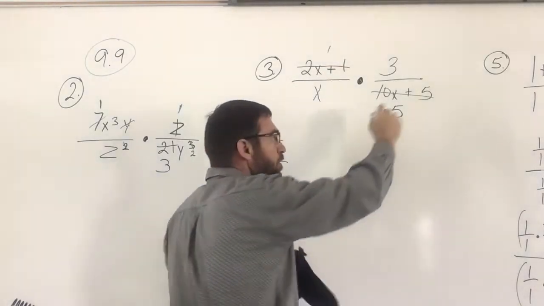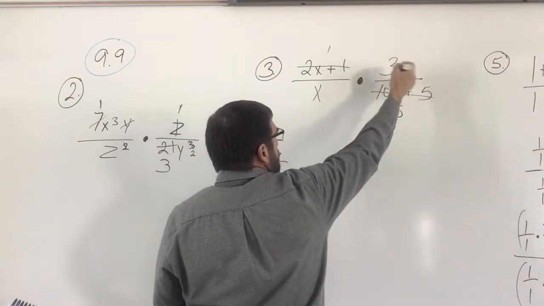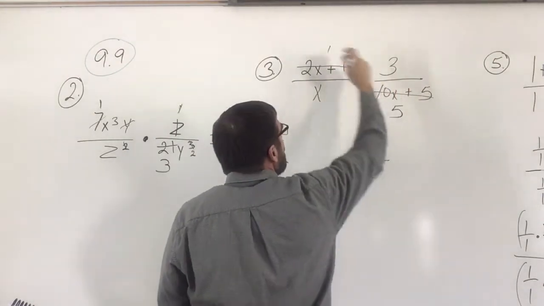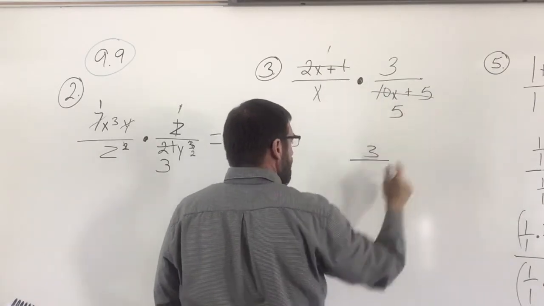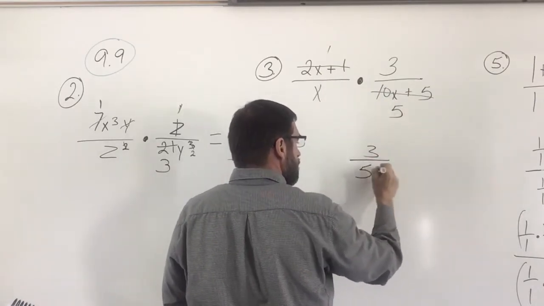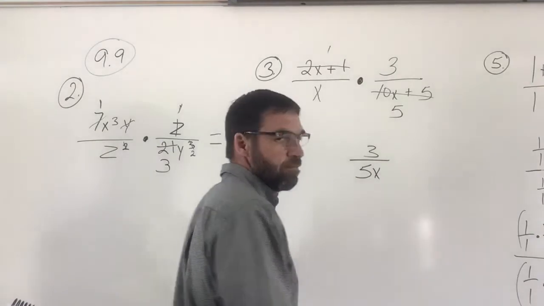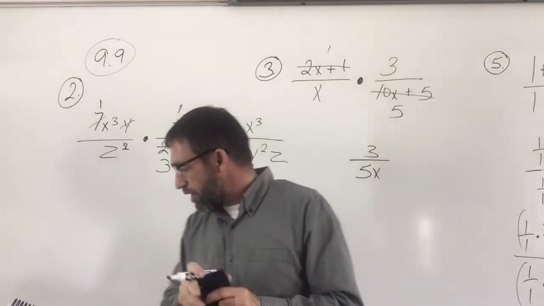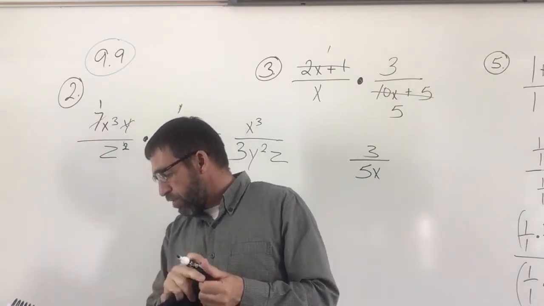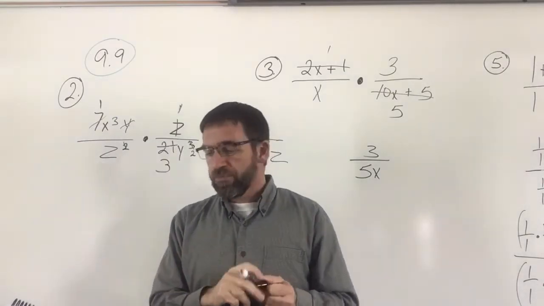Okay, I think I'll run it off the board here. So I'll just put your answer down here. We'll put the answer right here. 1 times 3 is 3. X times 5 is 5x. That one came down pretty simple, didn't it? Let me check the book again to make sure I did that one. 3 over 5x. That's correct.